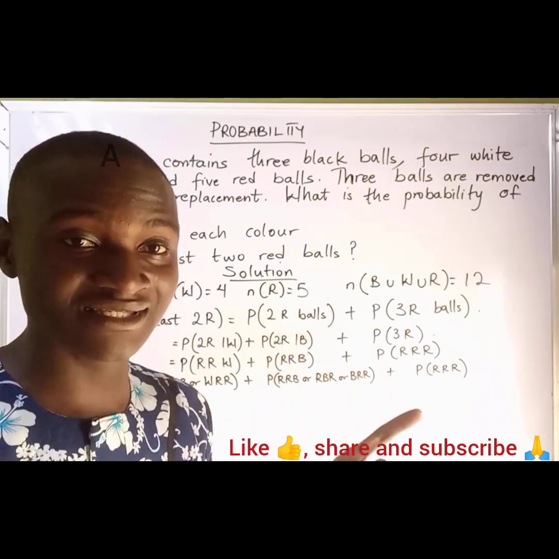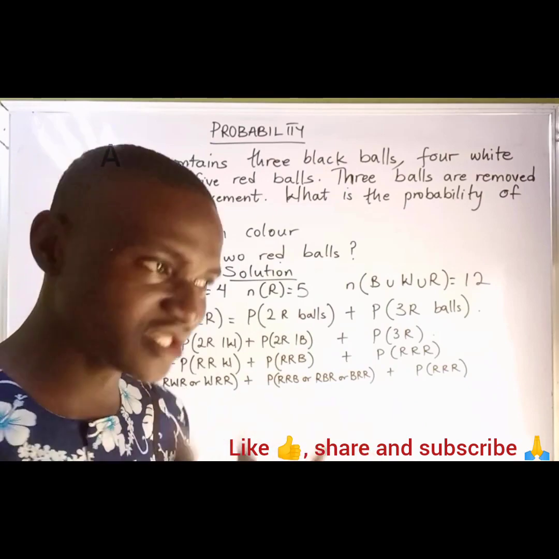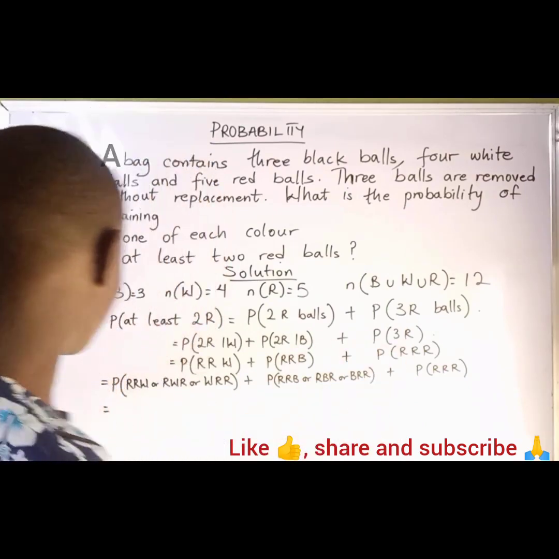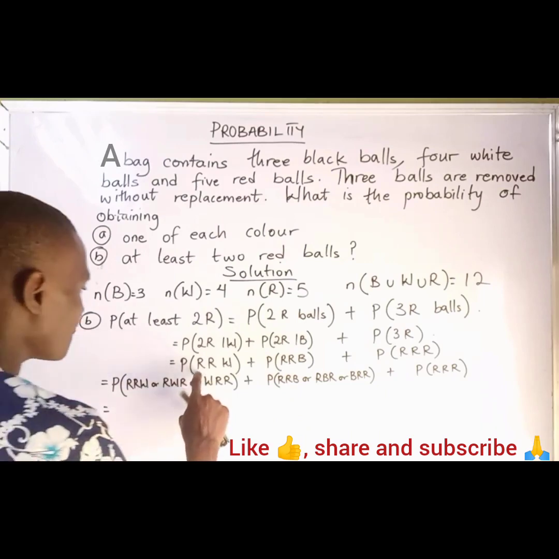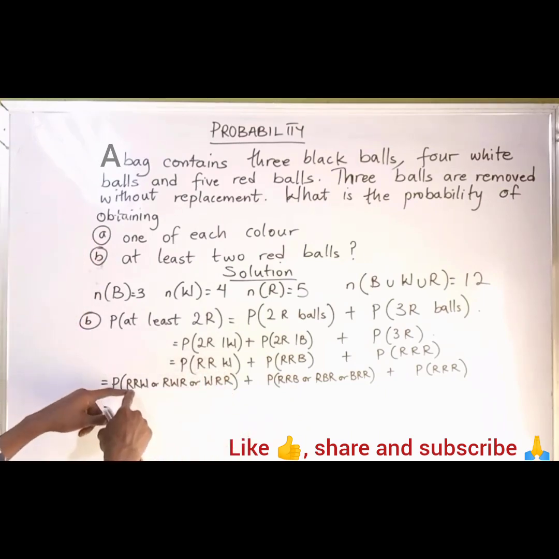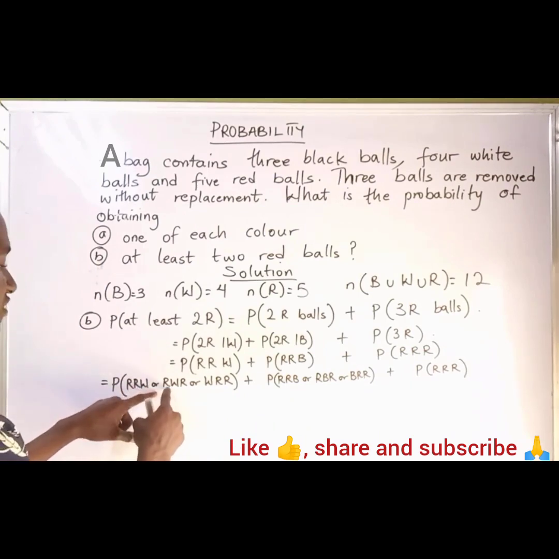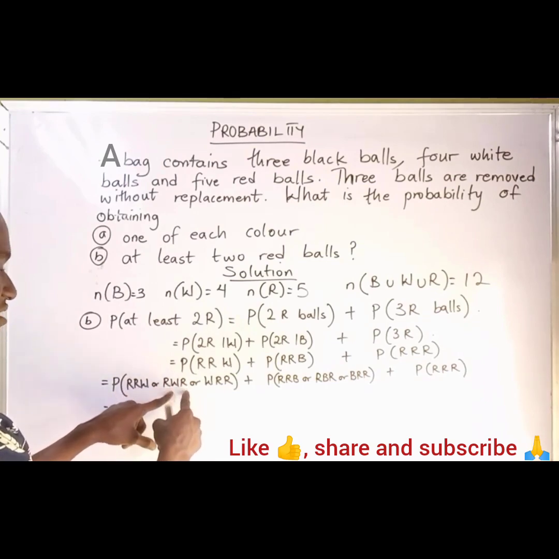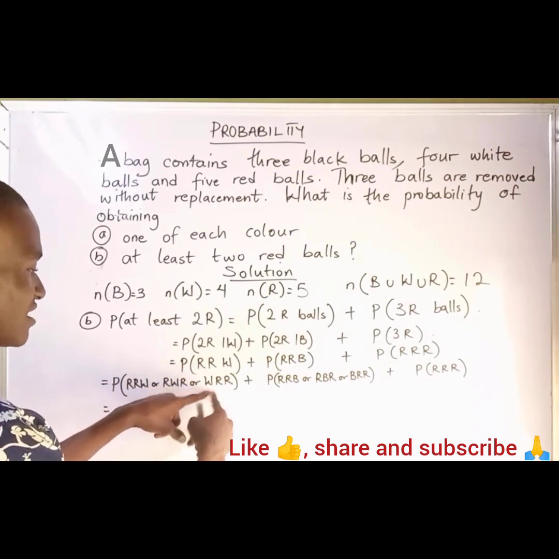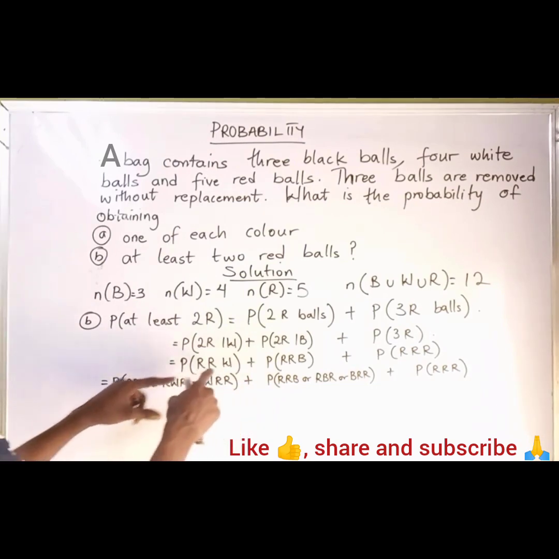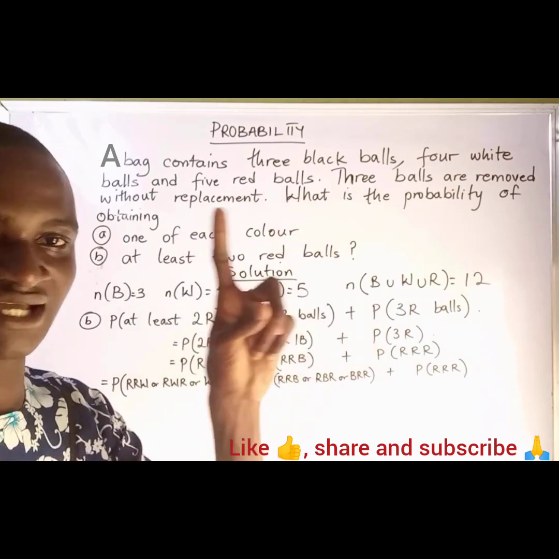You can't be certain. It is also probabilistic. Then we need to ask ourselves, how many ways can that be done? For you to understand this, the number of ways this can be done is these 3 ways. How? The first could be red, the second red, and the third could be white. Or the first could be red, the second could be white, and the third will be red. Or the first is white, the second is red, and the third is red. This is the number of ways 2 red balls and 1 white can be picked.